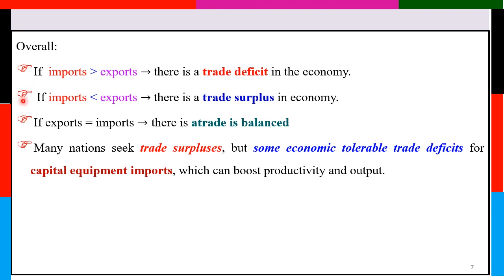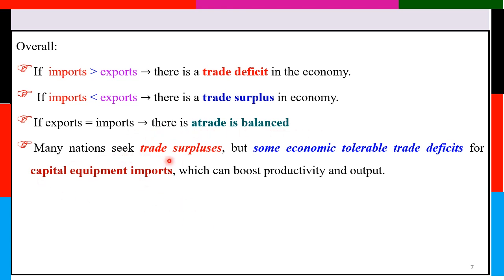If the country's import is less than the country's export, then that country has what? The trade surplus in the economy. That means the amount of the capital outflow is less than the capital inflow. Inflow is greater than outflow. Therefore, there is a positive balance of payments in the economy. If export is equal to import, there is a trade balance.